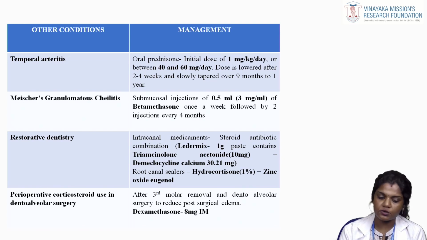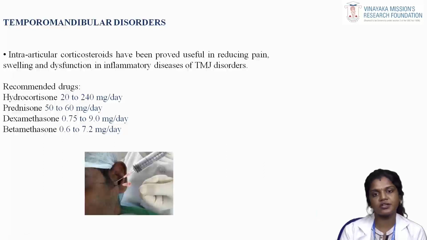And perioperative corticosteroid use in dentoalveolar surgery. After the third molar removal and dentoalveolar surgery, to reduce the post-surgical edema, we can give dexamethasone at a dosage of 8 mg IM. Steroids can also be used in cases of temporomandibular joint disorders. Intra-articular corticosteroids have been proved useful in reducing the pain, swelling and dysfunction in inflammatory diseases of TMJ disorders. The recommended drugs for intra-articular injections include hydrocortisone, prednisolone, dexamethasone and betamethasone.